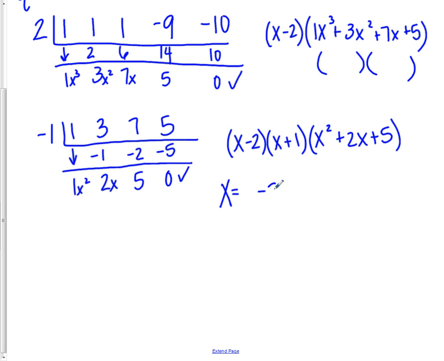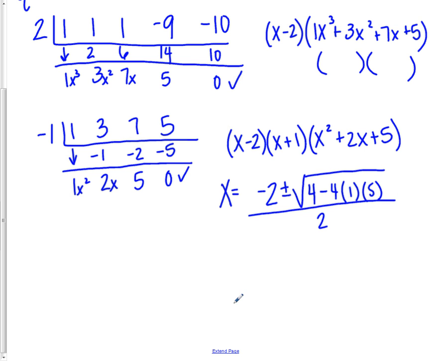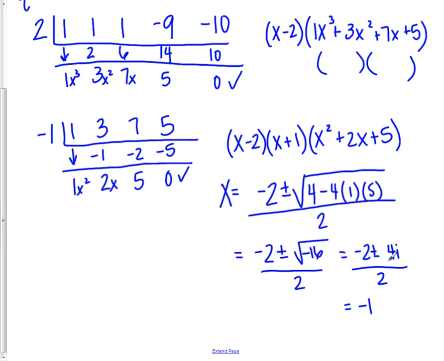So x equals negative b plus or minus the square root of b squared minus 4 times a times c, all of that over 2 times 1, or 2. So here we get negative 2 plus or minus that discriminant. We do 4 minus 20, so it's the square root of negative 16 all over 2. So this is negative 2 plus or minus 4i over 2. And we want to write that in the form a plus bi, so we do the negative 2 over 2 and get negative 1, and then the 4i over 2 is plus or minus 2i.